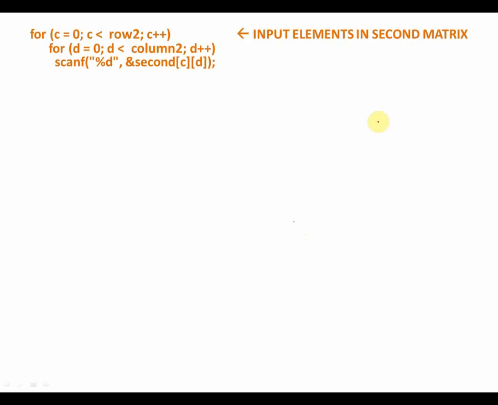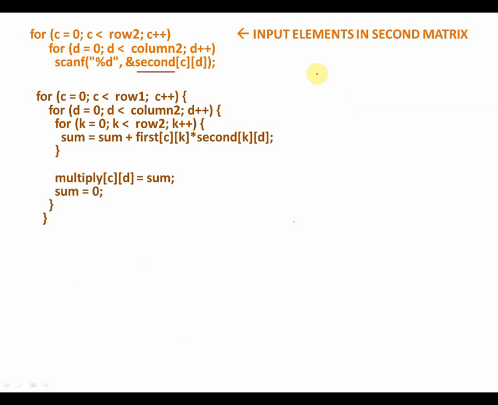So how to actually take input in the second matrix, same way like how we have taken in the first matrix, only thing the name of the matrix, or I would say the two-dimensional array, would change. So this is how it would be. Next thing, okay, this is the code for performing the actual multiplication of the matrices.